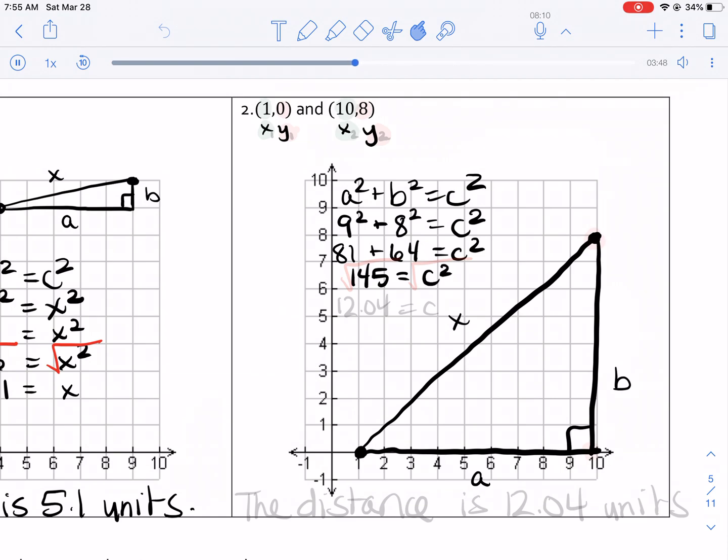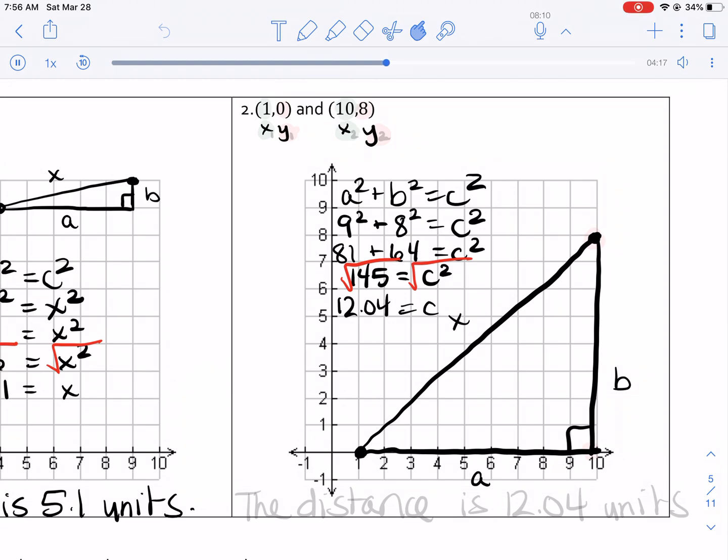Now I need to find c, so I'm going to undo that square by taking the square root. I don't know the square root of 145 off the top of my head, so I'm going to go ahead and use my calculator. And I get c equals 12.04159. Yeah, so I'm just going to put that it's 12.04.